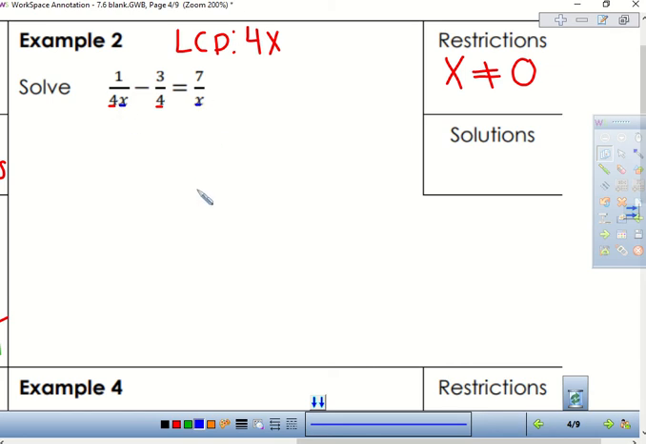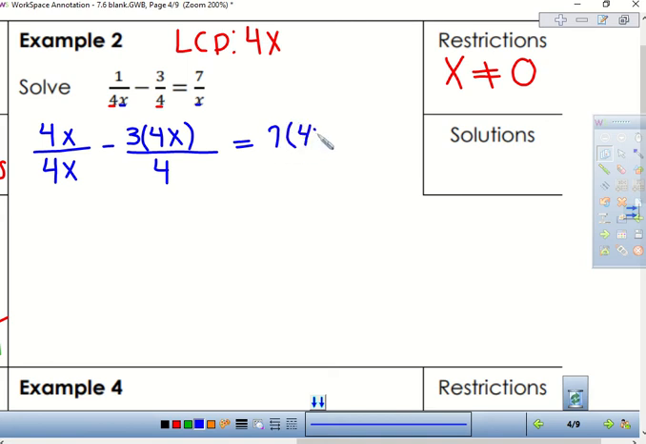So now that you've identified the LCD, you're going to multiply all of your numerators by that LCD. So 1 times 4x is just 4x over 4x. And then I'm just going to leave this in parentheses. You'll see why, but it's not necessary. If you did multiply it, it still will come out to be the same answer. And then 7 times 4x all over x. So I just multiplied all of my numerators by 4x.